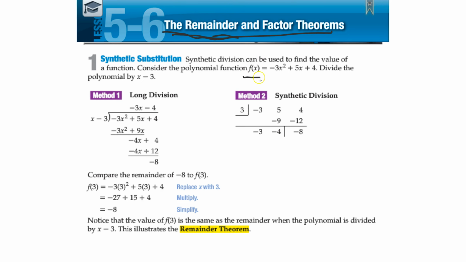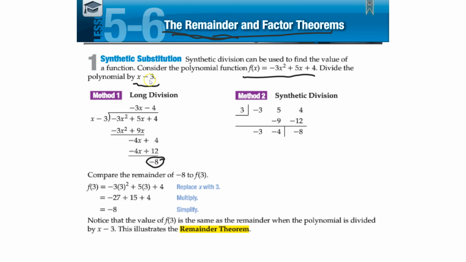If we have a function negative 3x plus 5x plus 4, and we want to divide that by x minus 3. A couple of videos ago, we talked about how you could do it two ways. Long division, right? Do the long division, and then you get this. Figure out the possibilities, you get a remainder of negative 8. If we do synthetic division, remember we do the opposite. We have to use positive 3. And then you get the exact same answer, a remainder of negative 8.